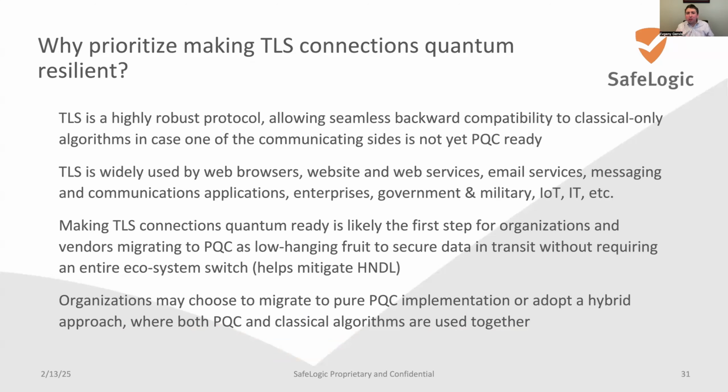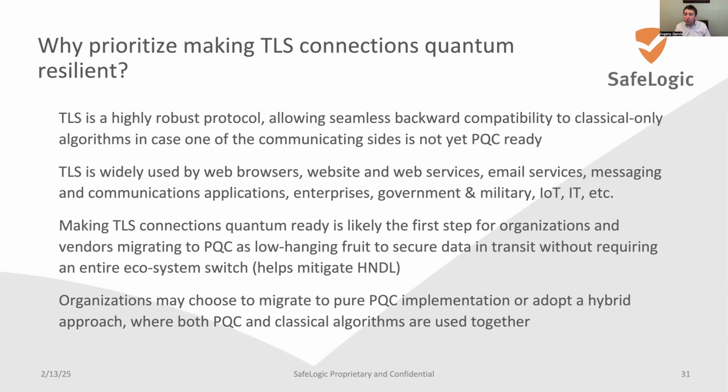You might wonder why I'm talking about TLS and why I picked this particular product. We have a lot of different solutions at SafeLogic, but I think this one is important to talk about because it's an example of what we were just talking about, taking the iterative approach and going after low-hanging fruit and fairly easily making some changes that will really have a tangible security benefit. TLS is a highly robust protocol. It allows seamless backwards compatibility. So for instance, if you're talking to somebody that doesn't talk PQC yet, you can downgrade and talk classical to them. But of course, if both sides are PQC ready, you can do that either pure or hybrid. So you have all those options.